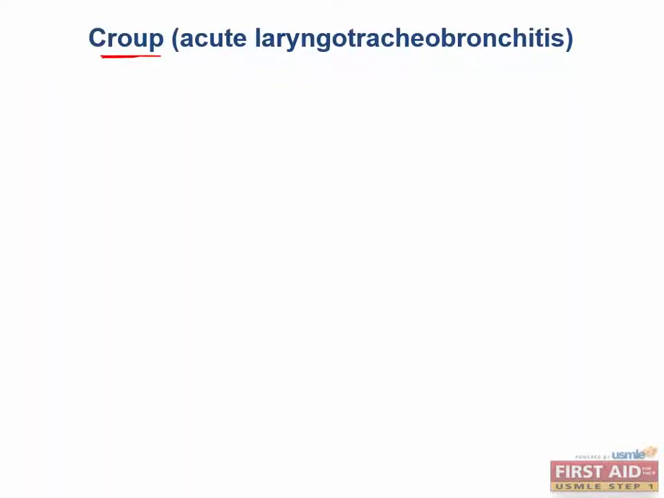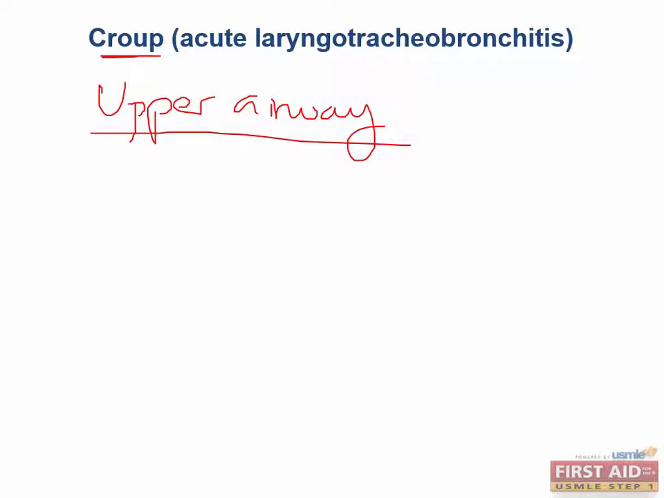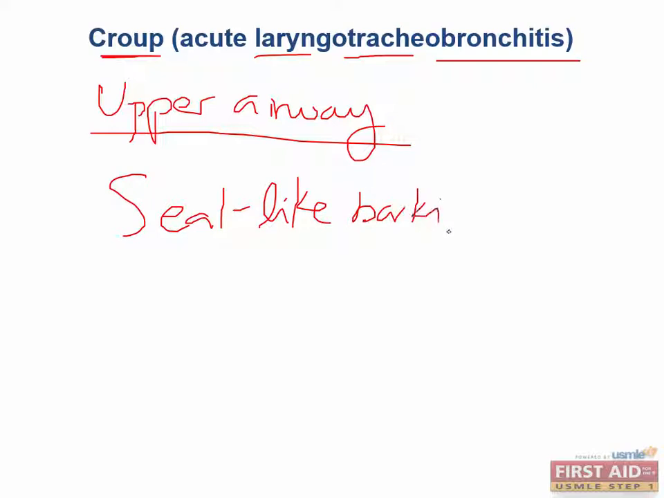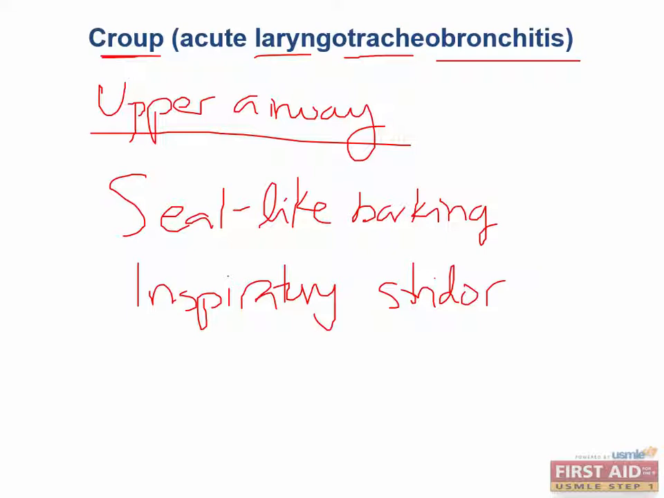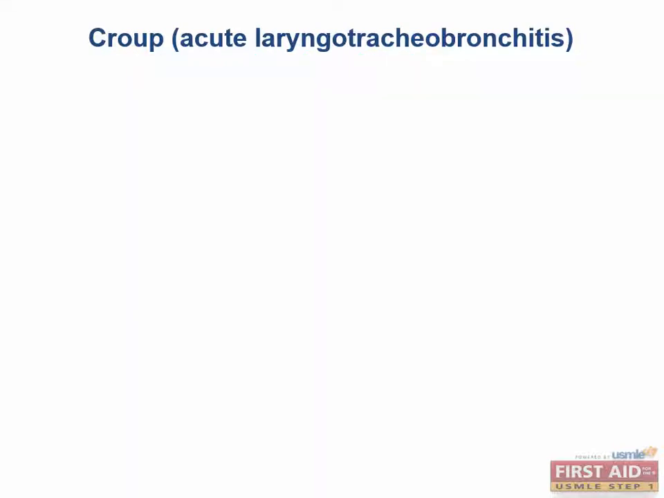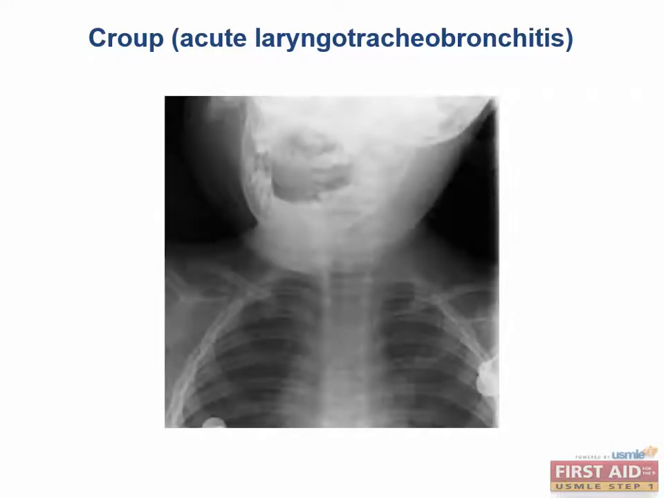Croup is a common infection seen in the pediatric population. It is a term used to describe inflammation of the upper airway. The upper airway includes the larynx, trachea, and bronchi, which we can see in the name laryngotracheobronchitis. Inflammation of this area leads to narrowing of the air pipe, causing a seal-like barking cough with an inspiratory stridor. This tracheal narrowing also leads to a characteristic sign which is seen on X-ray called the steeple sign.